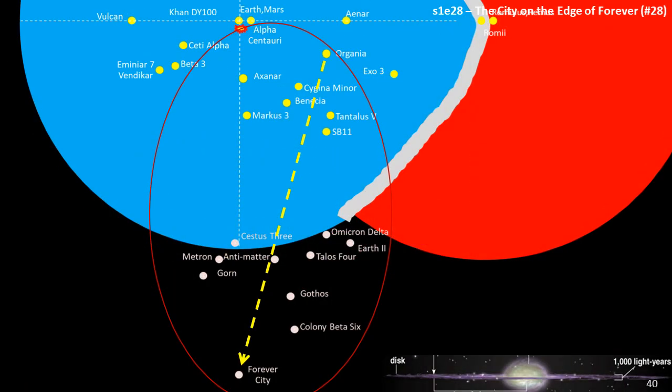We're now moving back to an edge view. The Enterprise visits the city on the edge of forever in the episode with the same name. This must be hard to get to and could be very close to the galactic barrier, making it possibly rather dangerous to travel to.